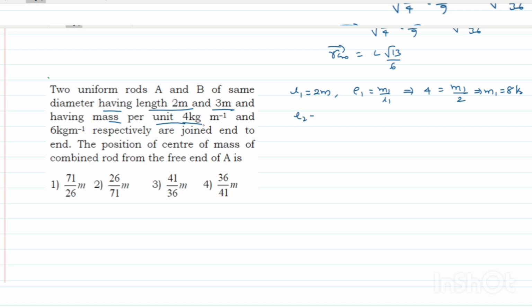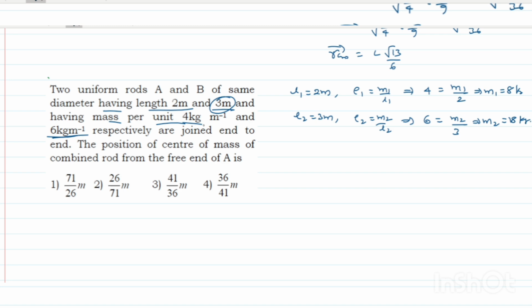L2 is given as 3 meters, and rho 2 is m2 by L2. The linear mass density of the second one is given as 6 kg per meter, so 6 equals m2 by 3 meters. So the second mass value will be 18 kg. End to end, you are going to place them and find the position of the center of mass.